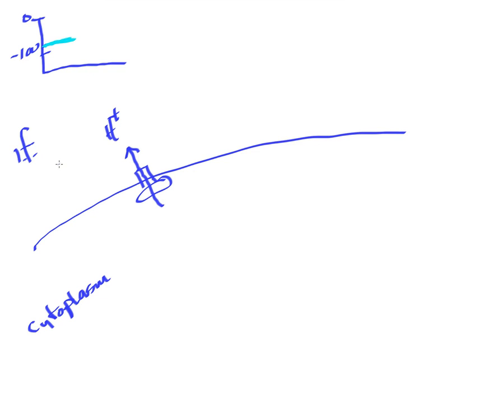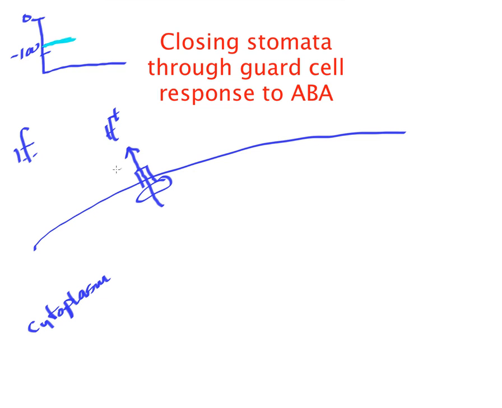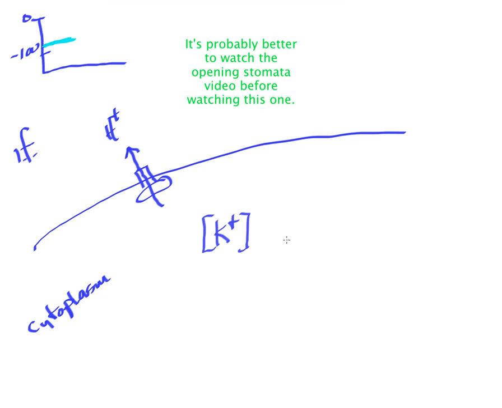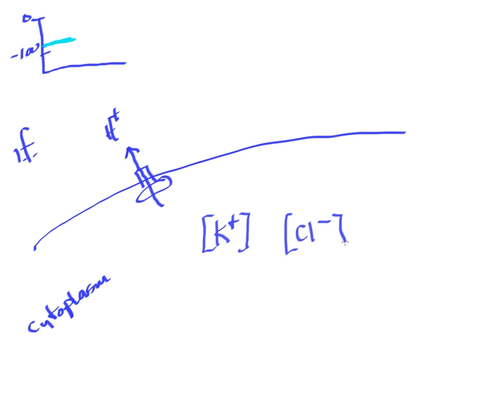In order to close a stomatal guard cell, it has to be open in the first place. Now, this open guard cell will have had its potassium concentration increased by the opening process and its chloride concentration increased by the process of opening.